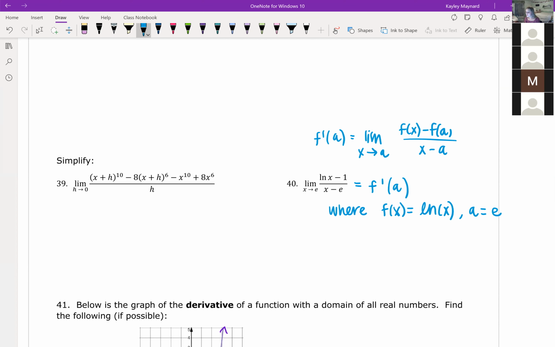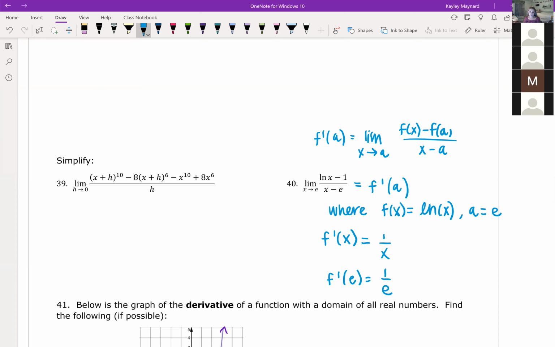So this is really what we're given here. All you need to do is find the derivative of ln of x and then substitute in e. So f prime of x is equal to the derivative of ln of x, which is just 1 over x. And then we need to find f prime at e. So f prime at e is just equal to 1 over e.